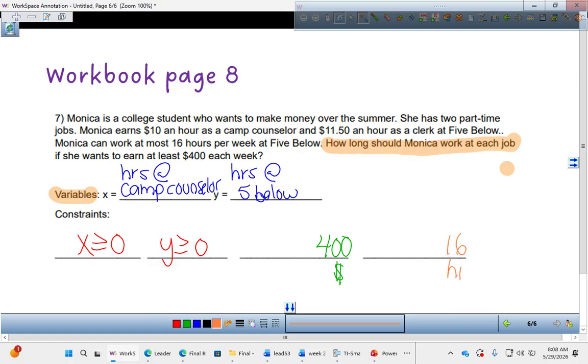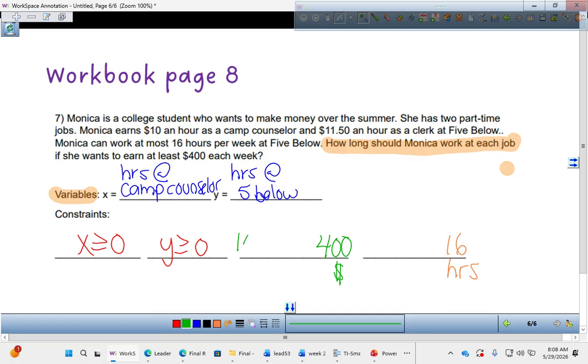And what I like to do is underneath that, I like to label what they mean. Because that tells me that everything that's going to go in the green equation is going to have a money symbol with it. And everything that goes in the orange equation is going to have something to do with hours. So we've got $10 and $11.50. Both of those are money. So I'm going to take the 10 and the $11.50 and I'm going to put them in the money equation.